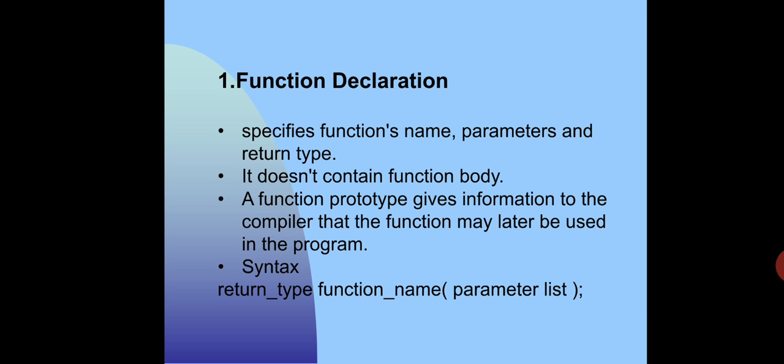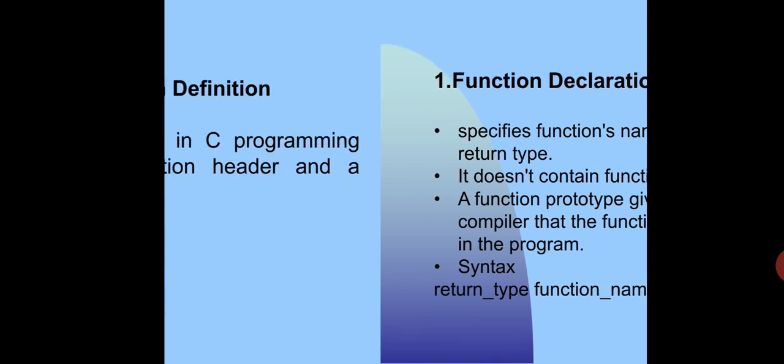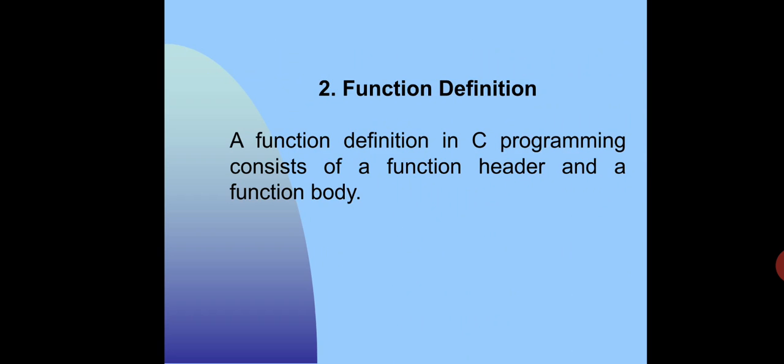So, what is the function declaration doing? The function declaration will specify to the compiler that there will be a function with this function name and it may be used later by the program. Then, what is function definition? Function definition will contain a function header and the function body.